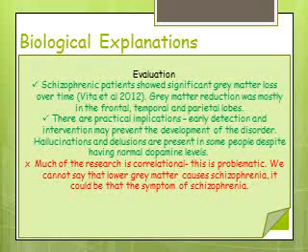So, supporting evidence, schizophrenic patients show significant grey matter loss over time. Grey matter reduction was mostly in the frontal and temporal and parietal lobes. Also, there are practical applications. Early detection and intervention may prevent the development of the disorder. And much of the research is correlational, so it's problematic. We cannot say that lower grey matter causes schizophrenia, and it could be that the symptoms of schizophrenia cause it.